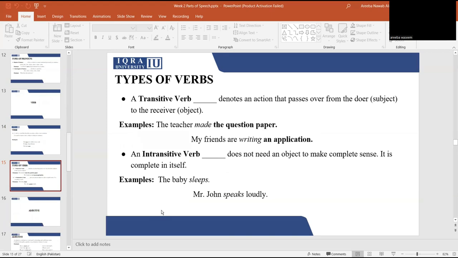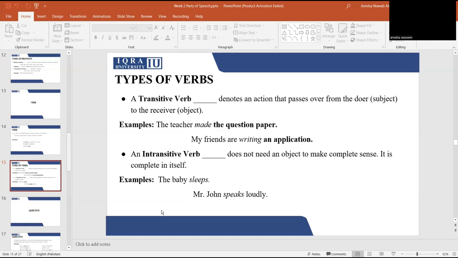Okay. So a transitive verb is something that denotes an action which has both a subject as well as an object. Any sentence that has a subject as well as an object, its verb is probably a transitive verb. Okay, my friends are writing an application. My sister is baking a cake. Here, cake is an object where my sister is our subject. So this sentence has both of it. It has a subject, a transitive verb, and an object.